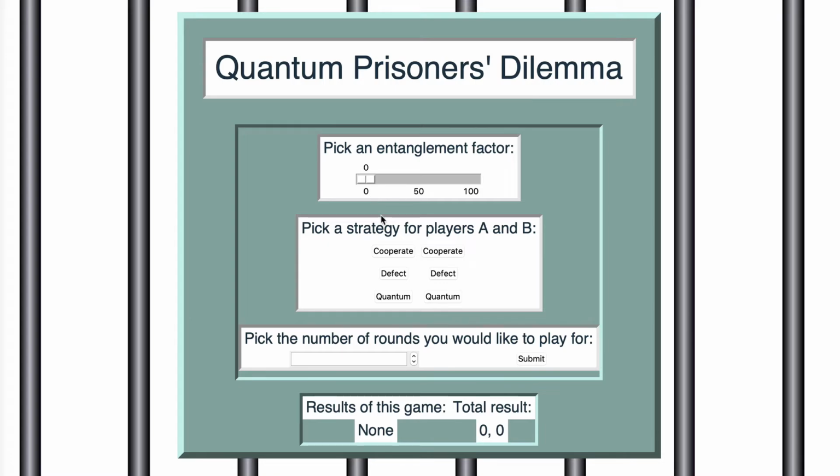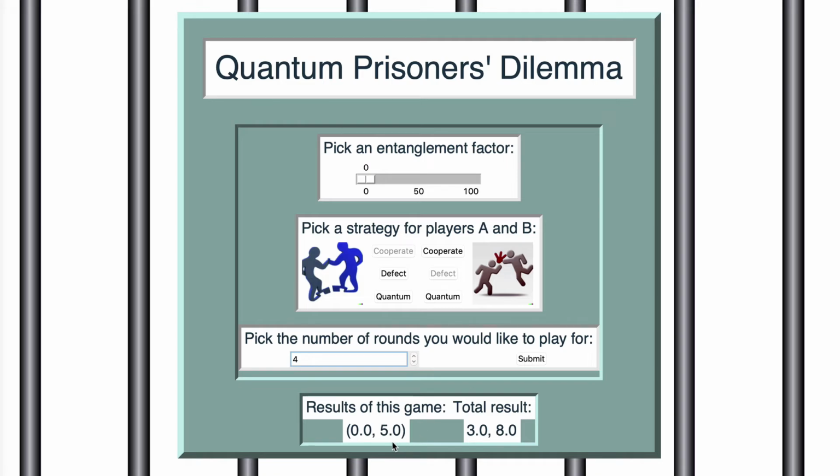Next, we can choose the strategies for players A and B. So let's say they're both cooperating. And lastly, we can pick the number of rounds that we would like to play for. And I'll just pick 6 as an example. So when we submit the game, you can see that both players in this case get 3 points by cooperating with one another. Now, what would happen if player B chose to defect against the cooperator?